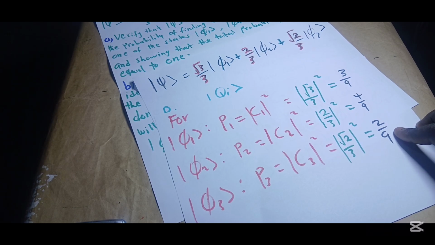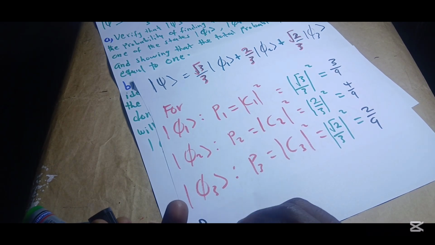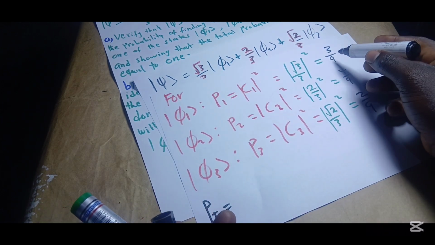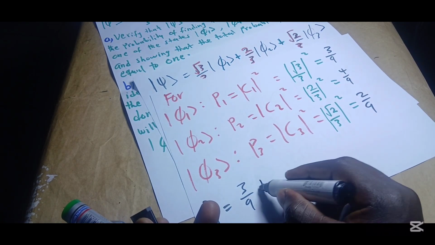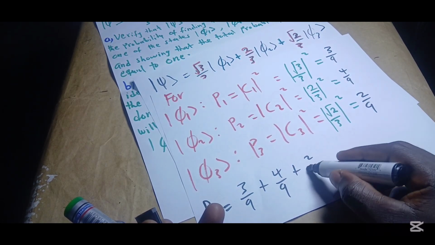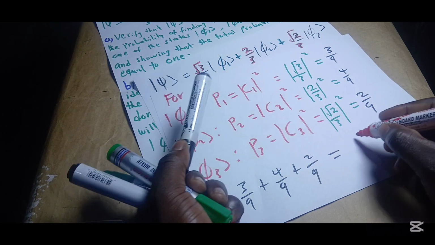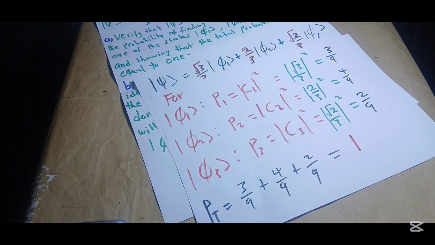So the total probability should be equal to 1 if the wave function is normalized. So total probability, let's say PT, equals 3 over 9 plus 4 over 9 plus 2 over 9. Let's evaluate this and see what we get. That is equal to 1. So that is it for part A of the question.